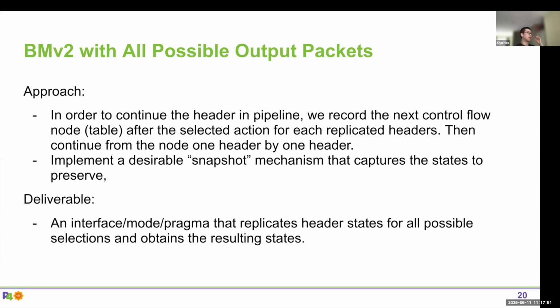So here are our approaches. In order to continue the header states in our pipeline, we basically record the next control flow node or table after the selected action for each replicated header, and then continue from the node one header by one header. I think it's a clean way to solve this issue. And for the program and switch state issue, we propose a snapshot mechanism to capture the current state of the switch or the program before we replicate the header states, and to make sure that the resulting state is desirable.